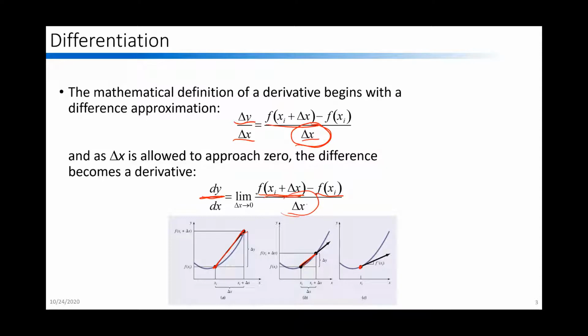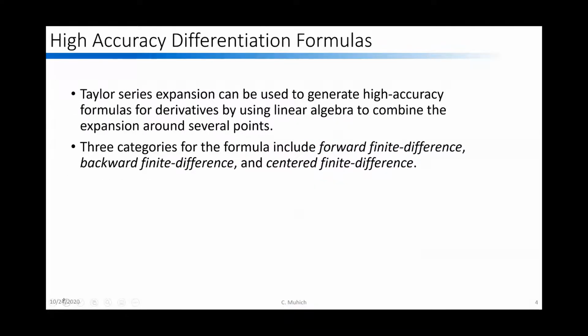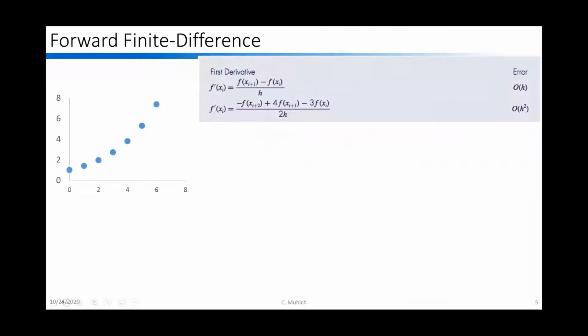What we're going to do to generate higher order accuracies is combine formulas of derivatives to get ever higher increasing accuracies. And we're going to do this within 3 categories: the forward finite difference, the backward finite difference, and the central difference formulation. So let's go through those one at a time.